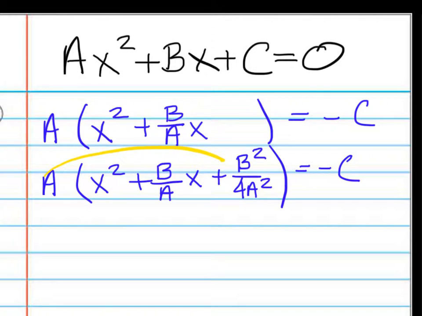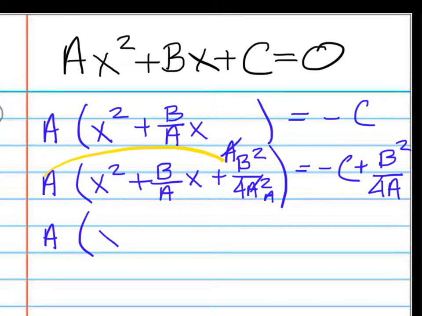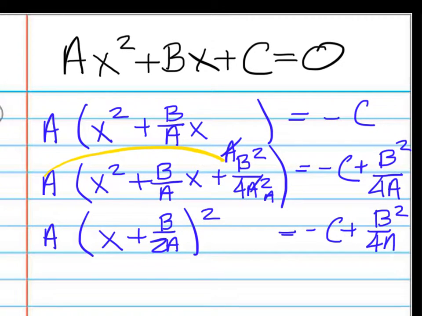But see, this a is going to be here, and it's going to cancel out with that and that, leaving me with just an a in that spot. So I would end up adding b squared over 4a is all that turns out to be. So if I put this in the proper form, x plus b over 2a, close the quantity and square that and set it equal to negative c plus b squared over 4a.